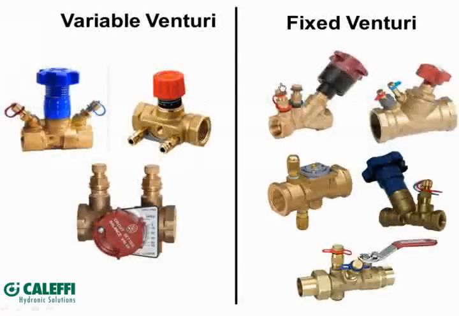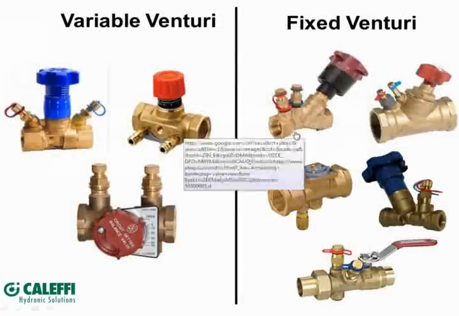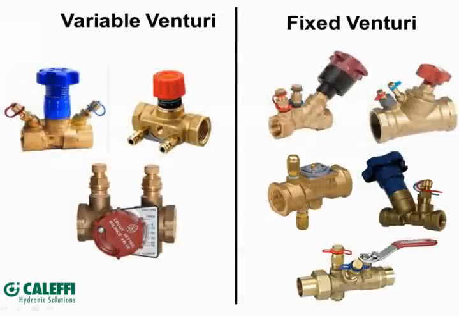So starting off with manual balancing valves, if we take a peek at what's available in the North American marketplace, you see something like this, a number of valves that probably are familiar to most people watching, very good brands, by the way. On the left-hand side, variable Venturi valves. On the right-hand side, fixed Venturi.